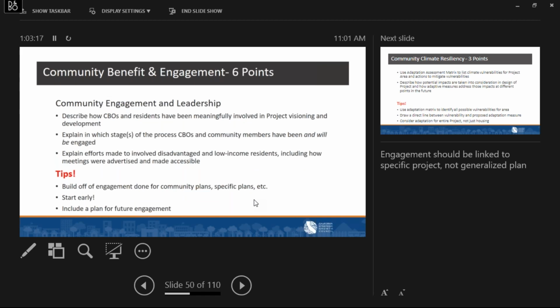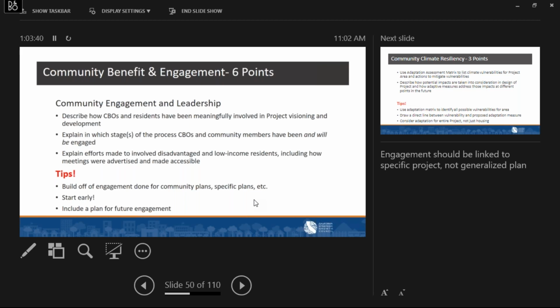Our community benefits and engagement category is our largest scoring section in the narrative. And its goal is for you to be able to describe how the community and community-based organizations have been meaningfully involved in bringing this project together from early on and throughout the development.